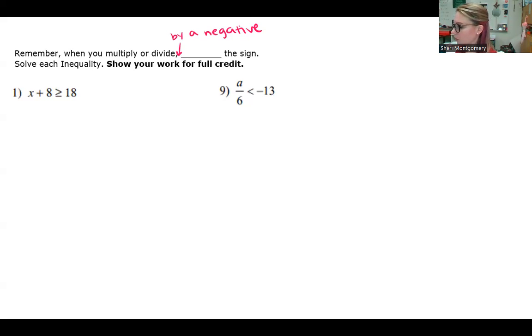I take it every so often just so that I know what questions are on there. And I did see a question that was like that where you had to flip the sign. So it does happen. You might see one, but on this worksheet, I believe there's only two maybe that you have to flip a sign. So it doesn't happen super often, so don't think that you always have to do that, but it does happen sometimes. So if you multiply or divide by a negative, you have to flip the sign.